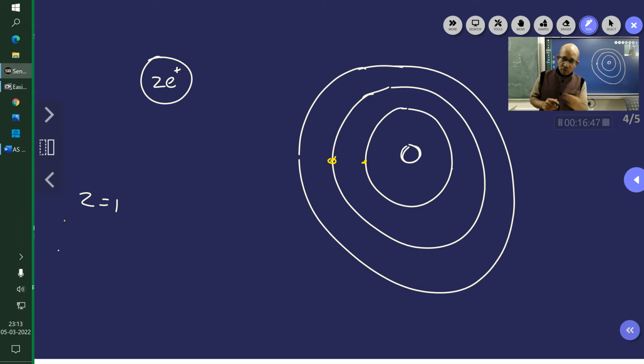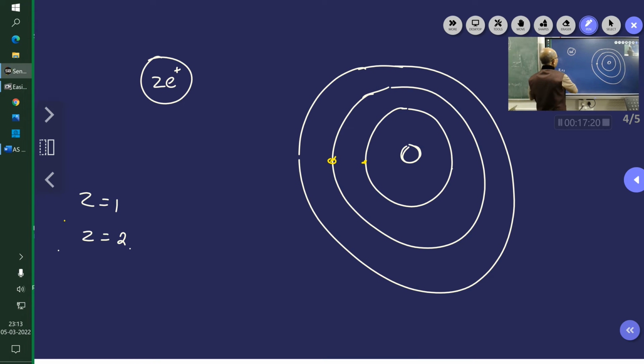Now we knock off one electron, that is, we ionize helium. Then in the helium ion, Z will be equal to 2, but since we have knocked off one electron, there will be only one electron, and we call it a hydrogen-like atom. So the helium ion will now be called a hydrogen-like atom. Similarly, lithium, if you knock off 2 electrons, will also be called a hydrogen-like atom.